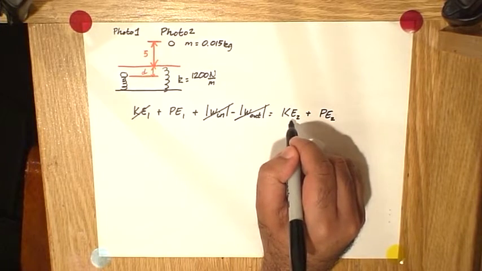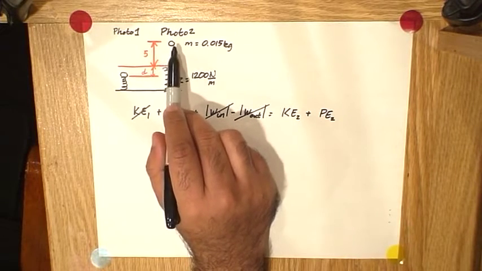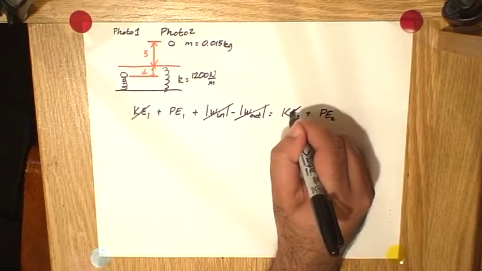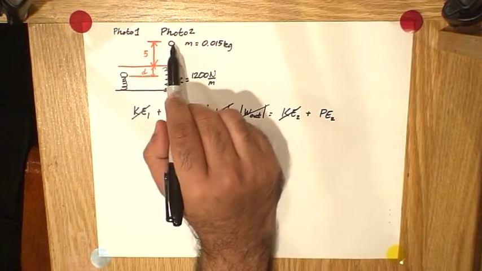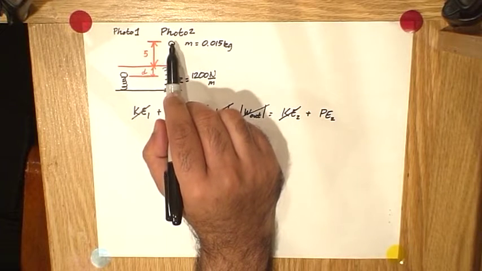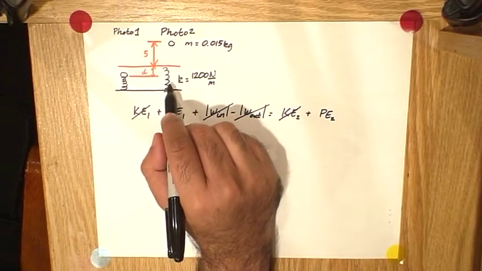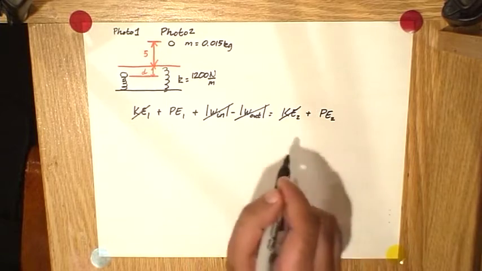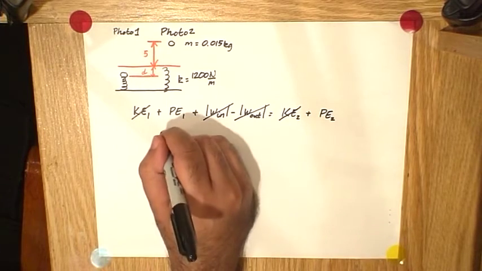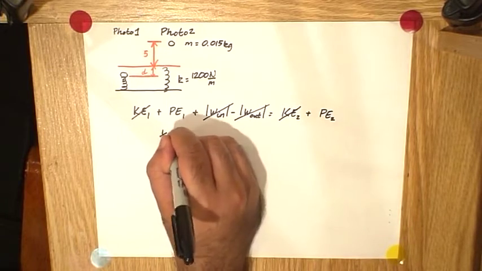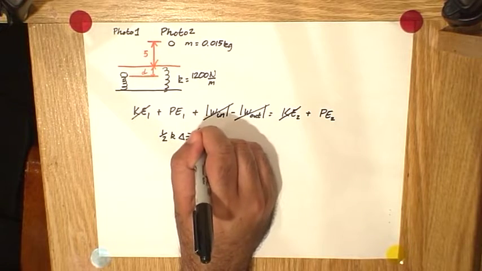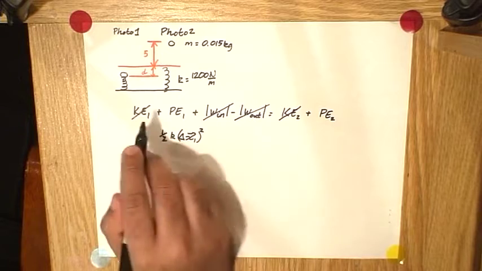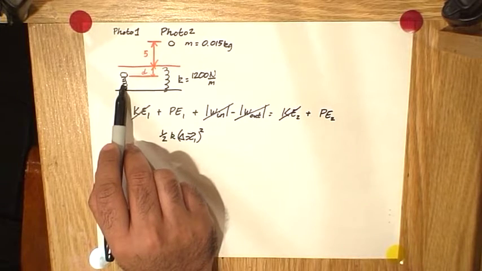Equals kinetic energy 2. At the peak of motion, this object is not moving. Plus potential energy 2. This now has potential energy due to gravity. It does not have any spring potential energy, however. So that gives us 1/2 k delta x1 squared. That is the spring potential energy.